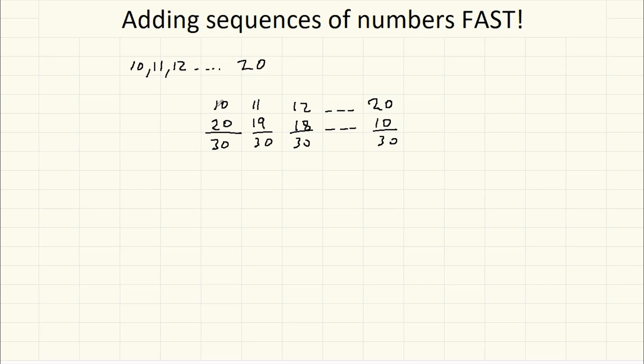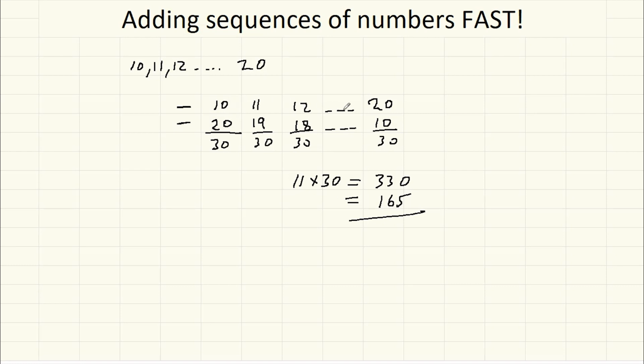And how many terms are there from 10 up to 20? Well, actually, there's not 10, there's 11. So we have 11 lots of 30, which is 330. But this is twice as much as we need, so we've got to halve this. So halving 330 gives us 165, and that's our answer.